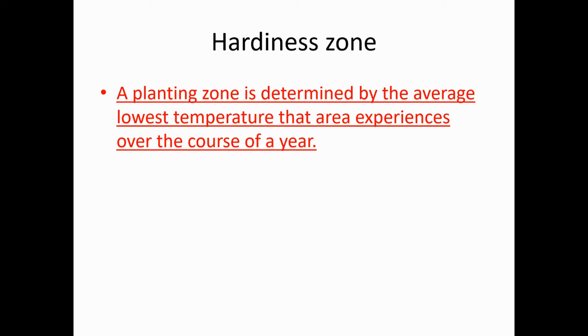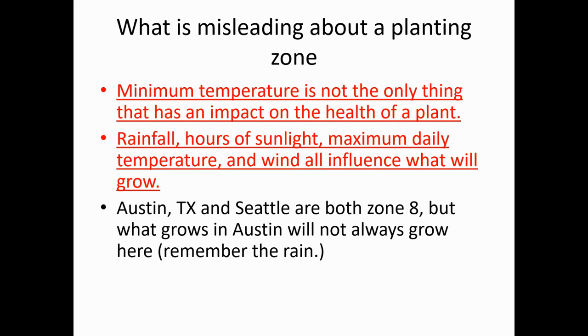A planting zone is determined by what's the coldest it gets for a period of time. So that map that we looked at earlier, that is the hardiness zone map. And the reason why that matters is because, for example, if I'm going to buy a plant and it says this plant is hardy to zone 8, then that means it should grow in the Northwest. I should be able to plant it and grow it here in Seattle.